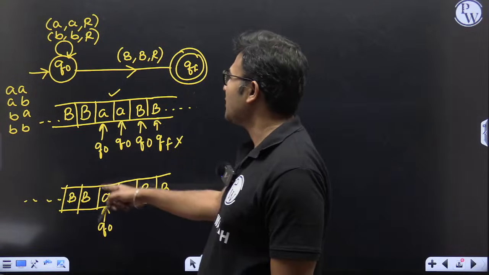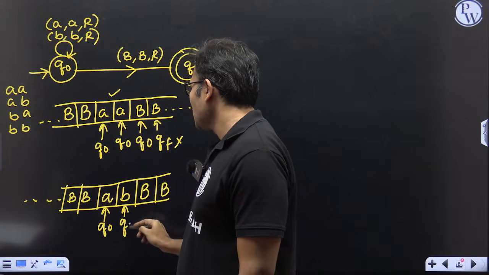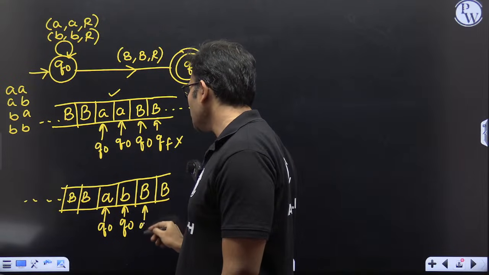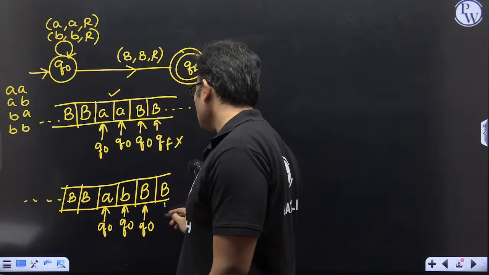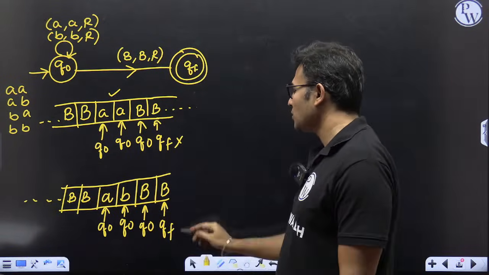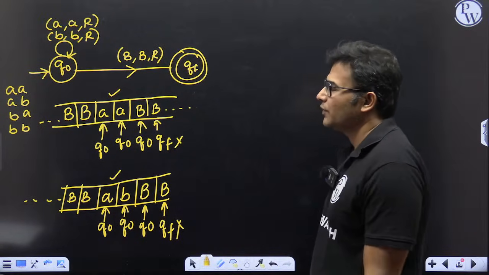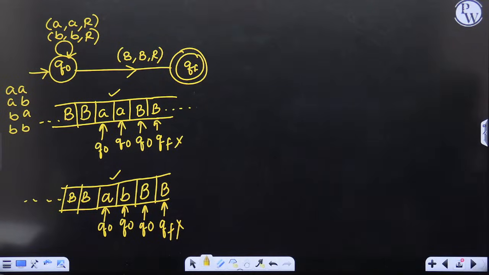Now Q0 on A, we'll leave it as A and move right. It will still be in Q0. Now Q0 on B, we'll leave it as B and move right. It will still be in Q0. Now Q0 on blank, we'll leave it as blank and move right. It will enter QF. Now QF on blank, nothing is defined, so the machine will die here. Therefore, AB is accepted.